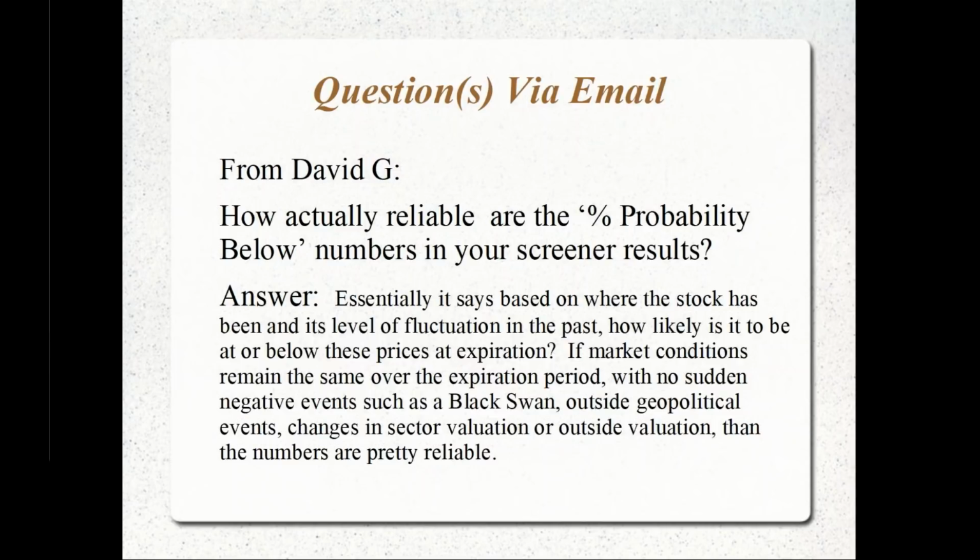Here's the idea. The probability is based on where the stock has been. It does take a look at volatility, the current stock price, and the strike price. A lot of the criteria used in probability are also used in the Greeks, for delta and things of that nature. But it's looking at where the stock has been and the level of fluctuation in the past, volatility, and how likely it is to be trading at or above or at or below a strike price at expiration, whether you're looking 14 days out, 30 days out, or 80 days out.